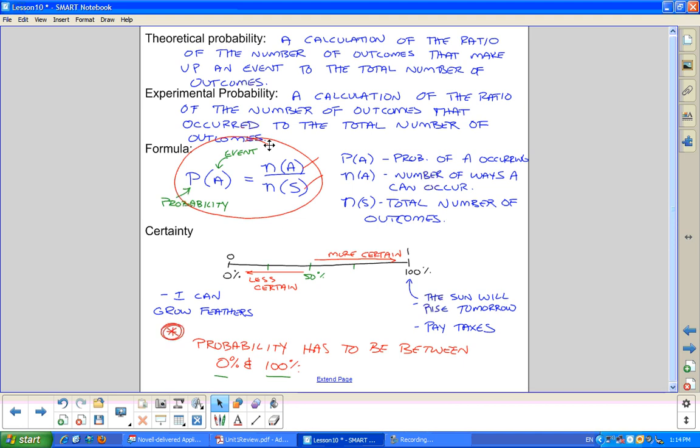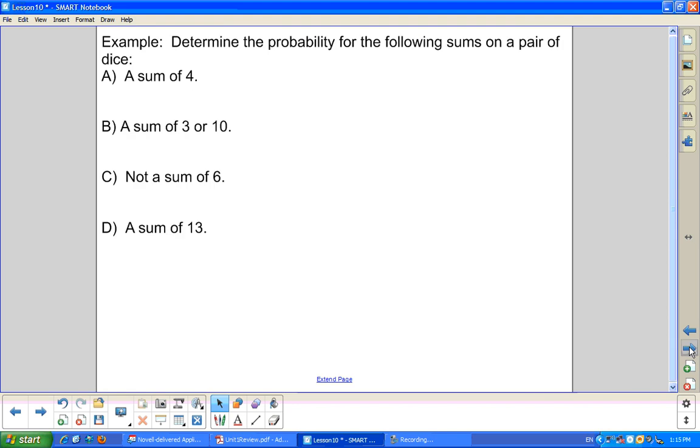And we talk about certainty. We're talking about less certain the closer you get to 0%, more certain as we approach 100. And the number always has to be between 0 and 100. If you have a number outside that range, you know you've done something incorrect.